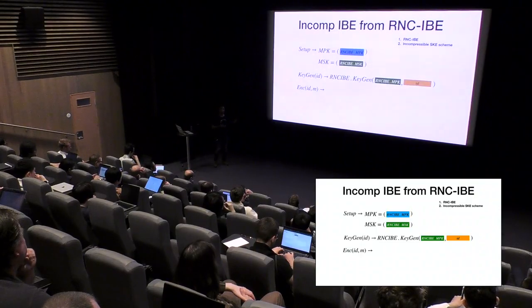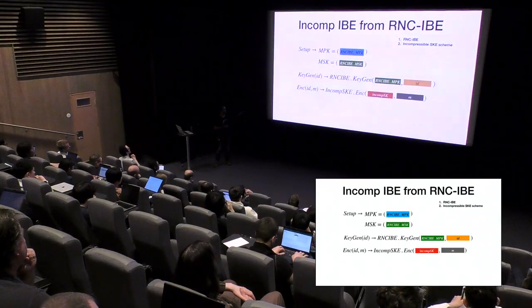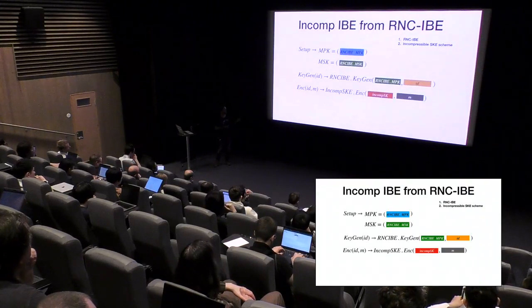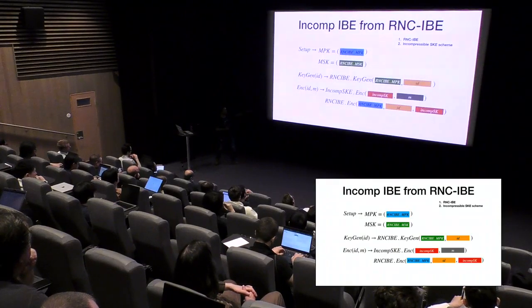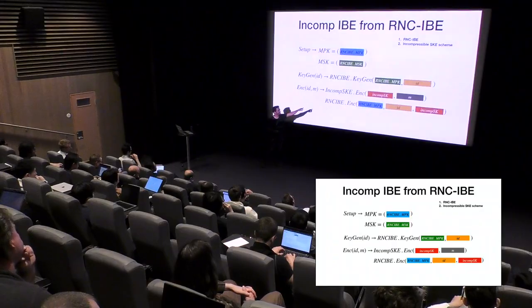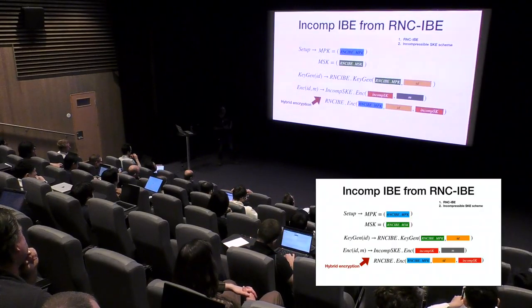Now encrypting a message under the identity ID: you first take your incompressible secret key, so you have to generate the incompressible secret key also, and encrypt your message with it. Then you encrypt this incompressible secret key under the NCIBE. So essentially, at a very high level, you're getting incompressibility from the first part. And this is called hybrid encryption.